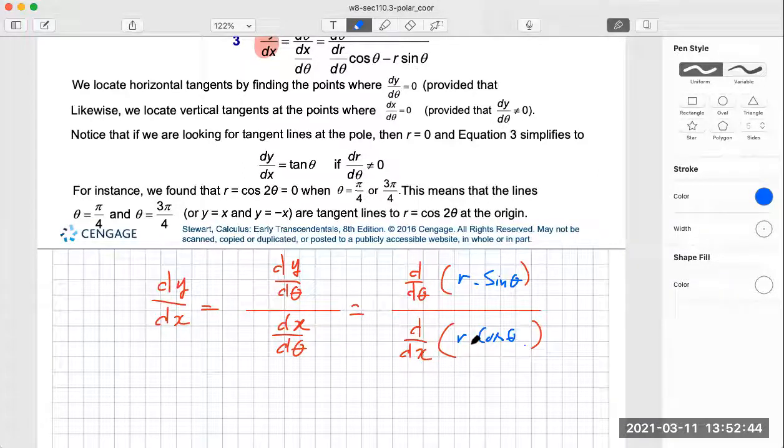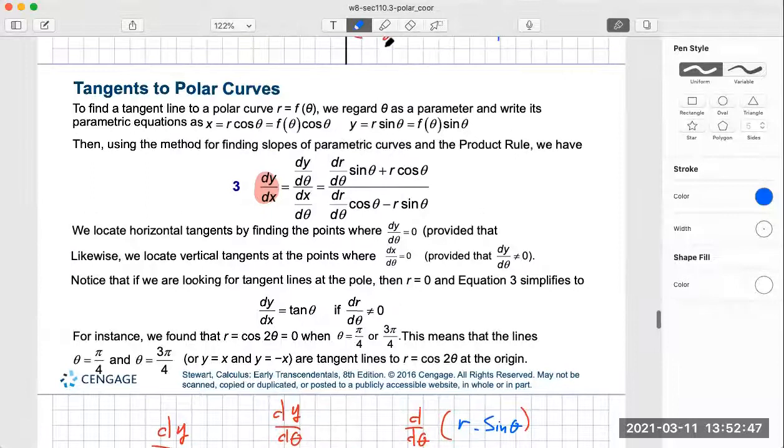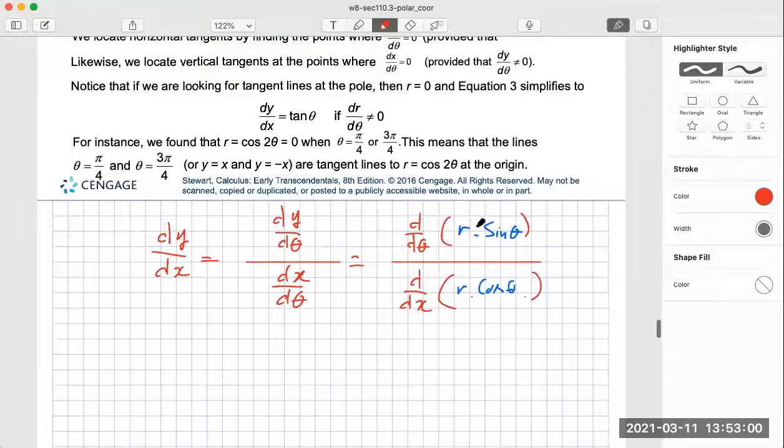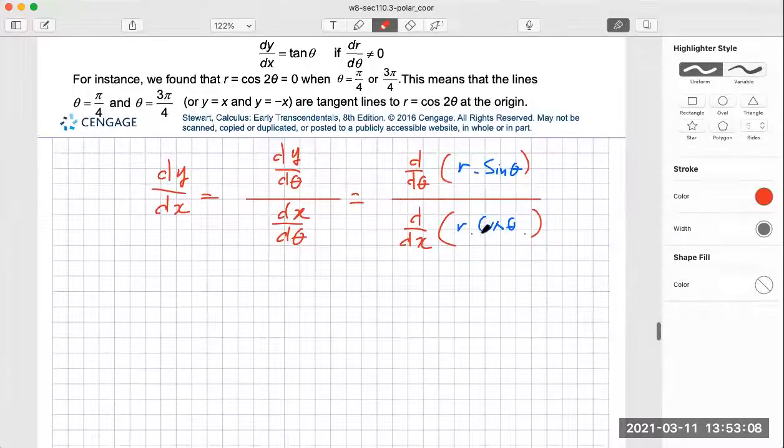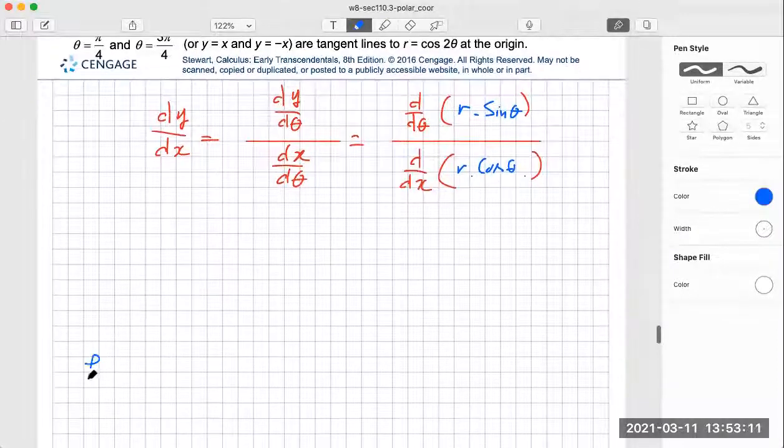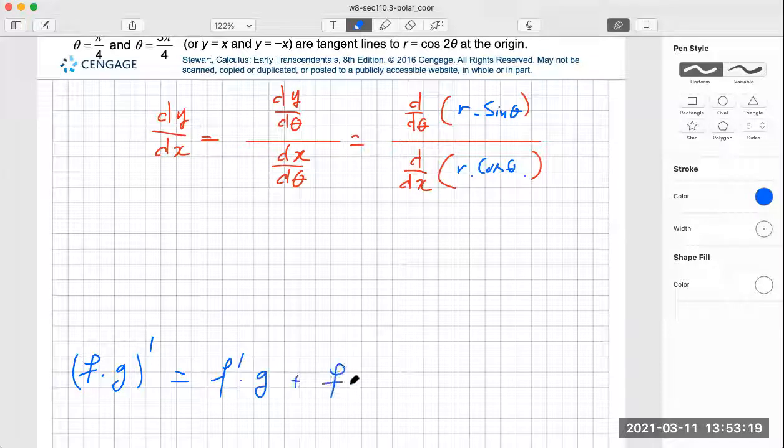So this is very important. In polar coordinates, the radius is a function depending on theta. It is not a constant. Therefore, for this derivative, we should use the product rule. If you don't remember the product rule, it is like this: the derivative of F times G is F prime times G plus F times G prime.